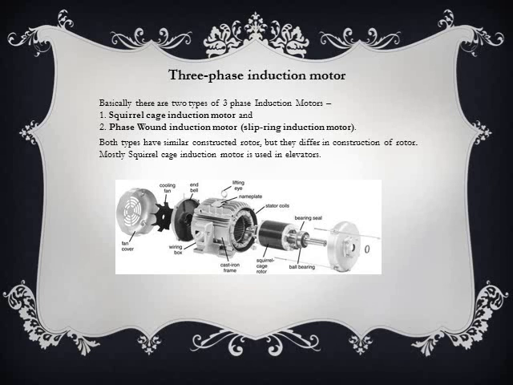Three-phase induction motor. Basically, there are two types of three-phase induction motors. First, the squirrel cage induction motor, and second, the phase wound induction motor, which is also known as the slip ring induction motor. Both types have a similar stator, but they differ in the construction of the rotor. Mostly the squirrel cage induction motor is used in elevators.